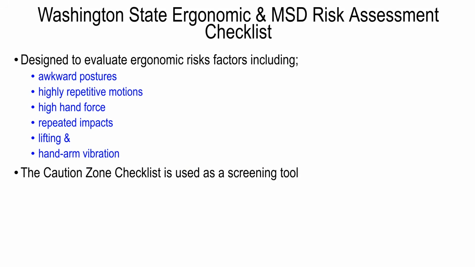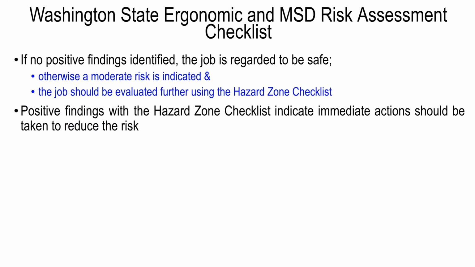The Washington State Ergonomic and MSD Risk Assessment Checklist is designed to evaluate ergonomic risk factors, including awkward postures, highly repetitive motions, high hand force, repeated impacts, lifting, and hand-arm vibration. The Caution Zone Checklist is used as a screening tool. If no positive findings are identified with the checklist, the job is considered safe. Otherwise, a moderate risk is indicated, and the job should be evaluated using the Hazard Zone Checklist. Positive findings with the Hazard Zone Checklist require immediate action to reduce the risk.